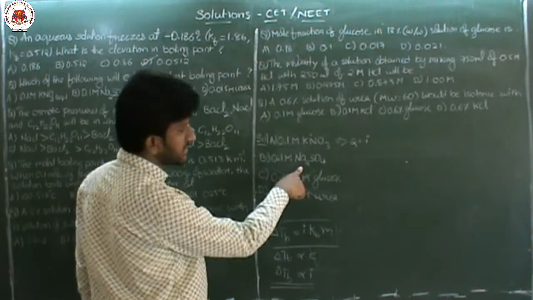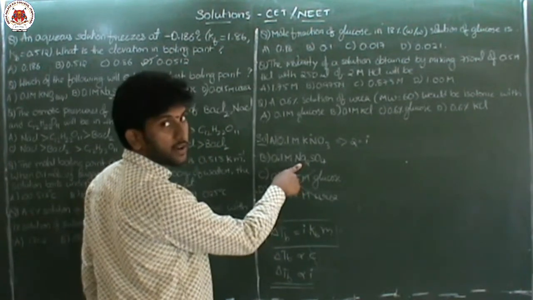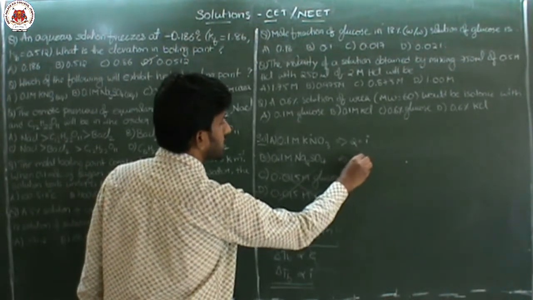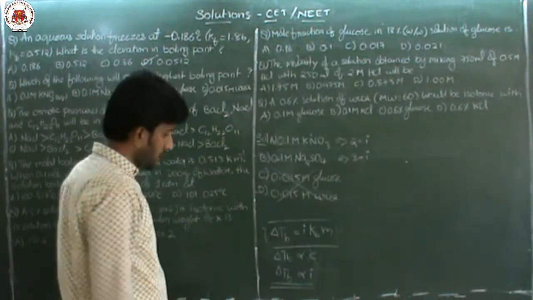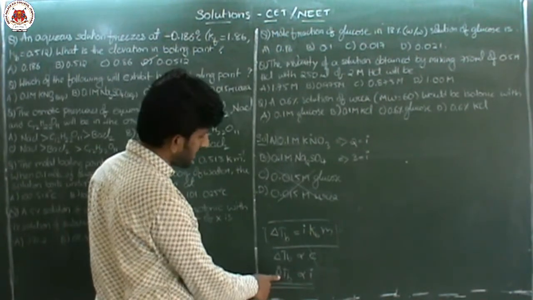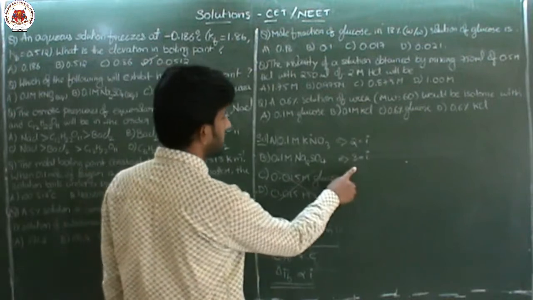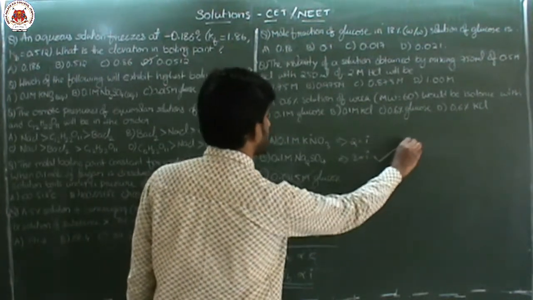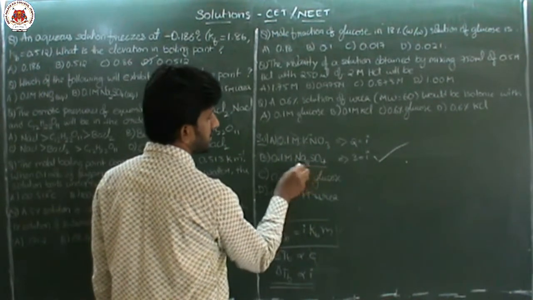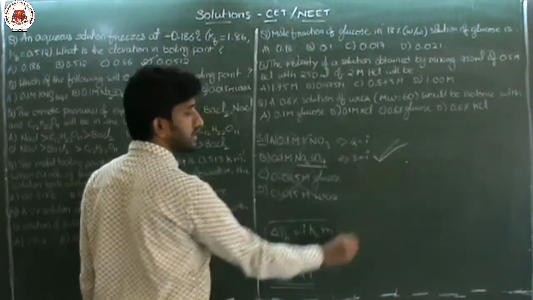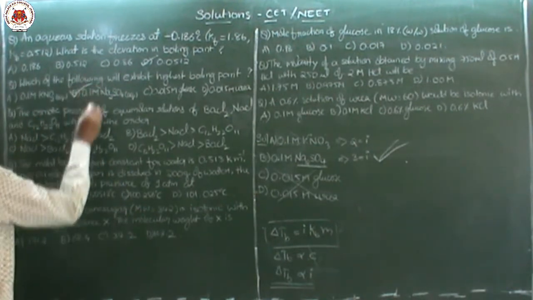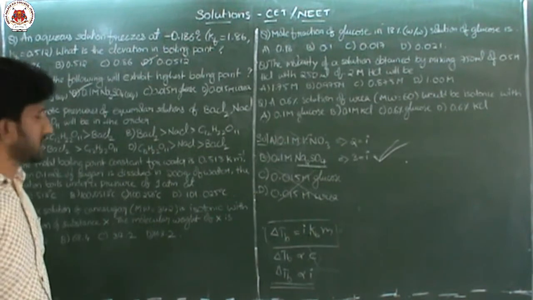Number of ions in this is 2 Na+ ions and 1 SO4 2- ion. Means totally how many ions are there? 3 ions. Means i value is 3. So delta Tb is proportional to i value. Means whichever i value is greater, their boiling point will be higher. So which is greater? This one, 3 is greater. So the boiling point of 0.1 molar sodium sulfate is highest in the given options. Answer is B.